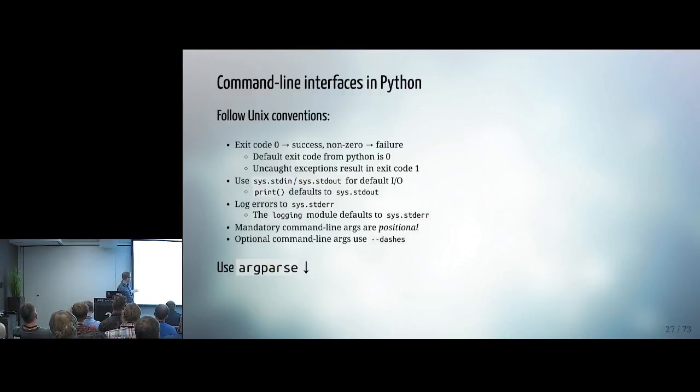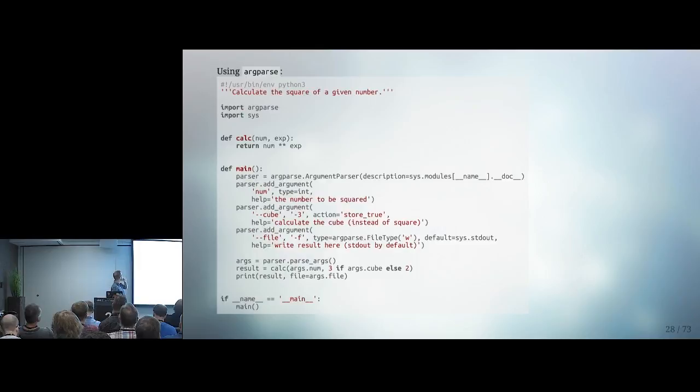So the key here is the argparse module. This is part of the Python standard library, and it's what you want to use to write nice command line interfaces. So here's a fairly simple program. Let's just quickly go through what it does. We have a string at the top declaring the intention of the program. We calculate the square of a given number. We have a helper function here called calc. It takes a number and an exponent, and it returns the number raised to that exponent. This is just an example to show, all simple, nothing magic going on here.